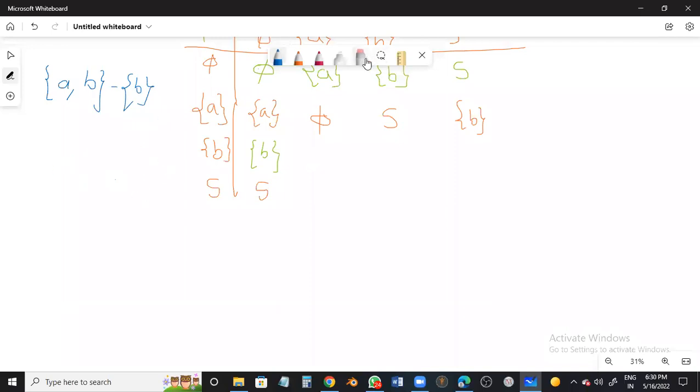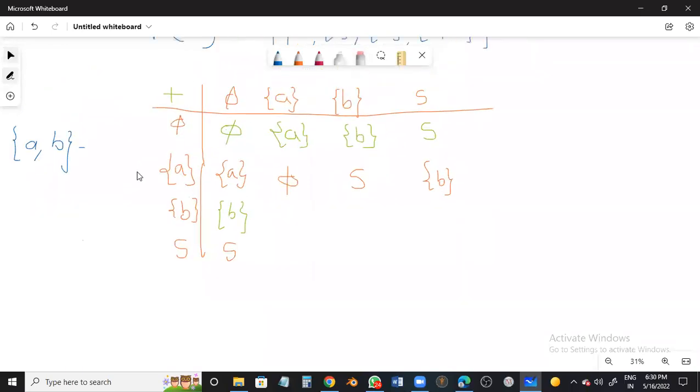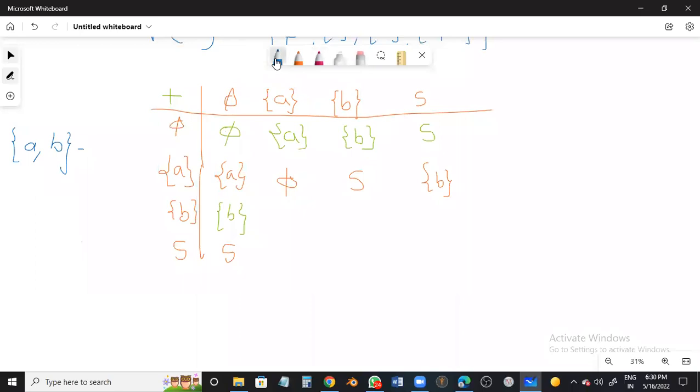No. What should I subtract? Intersection of B and A, phi. Yes, I'm subtracting phi. So what is the answer here? Singleton A. Okay. Now let me take the union of B with B. I got singleton B, and I need to subtract the intersection of B with B, which is again B. So what is the answer? Singleton B minus singleton B. It's empty set, phi.